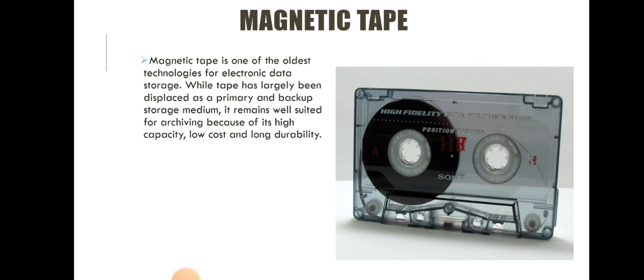Magnetic tapes. Magnetic tape is one of the oldest technologies of electronic data storage. While tape has largely been displaced as the primary backup storage media, it remains well suited for archiving because of its high capacity, low cost, and long durability.